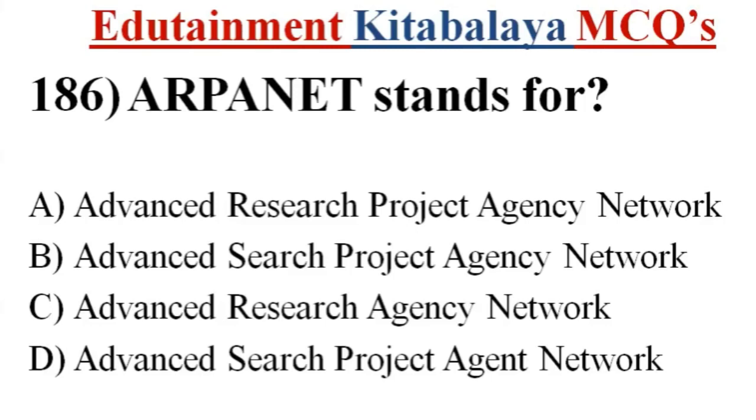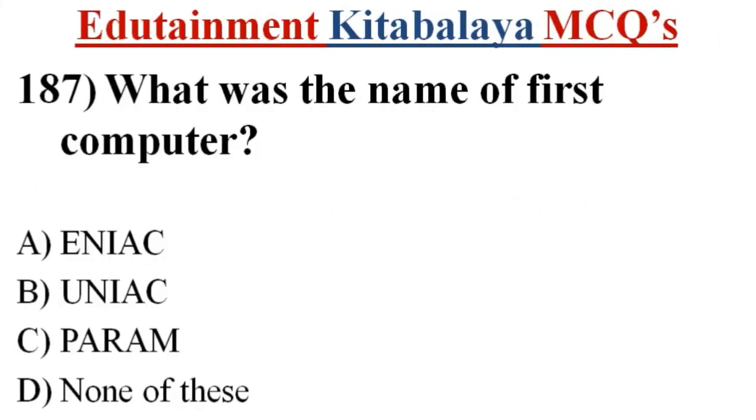Question number 186. ARPANET stands for A. Advanced Research Project Agency Network. B. Advanced Search Project Agency Network. C. Advanced Research Agency Network. D. Advanced Search Project Agent Network. Correct answer is A. Question number 187. What was the name of the first computer? A. ENIAC. B. UNIAC. C. Param. D. None of these. Correct answer is A. ENIAC.